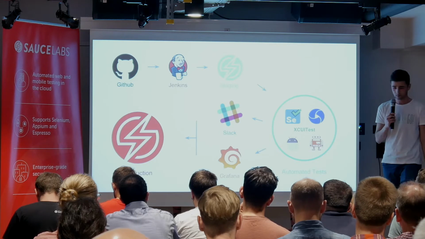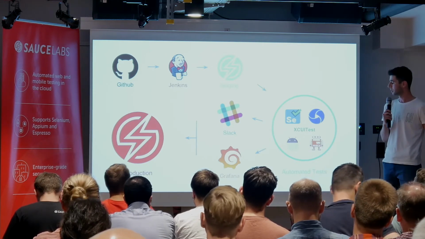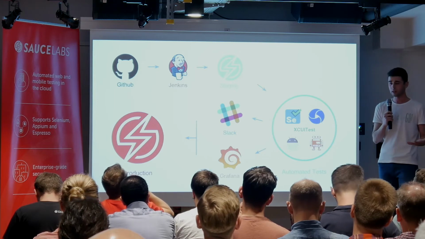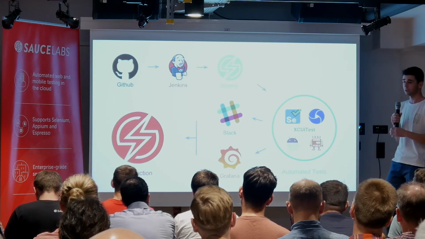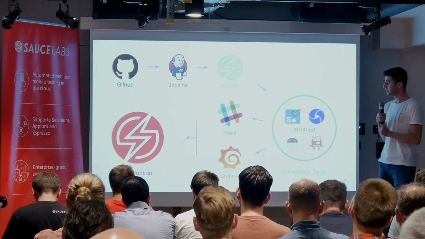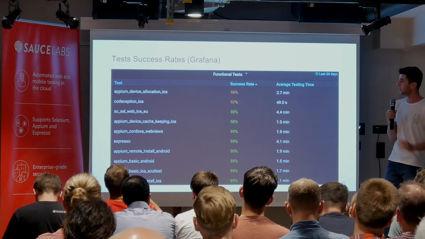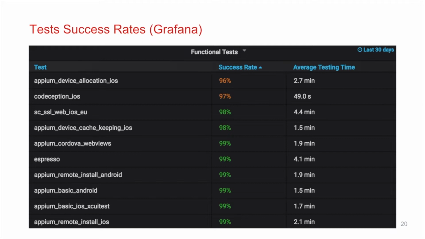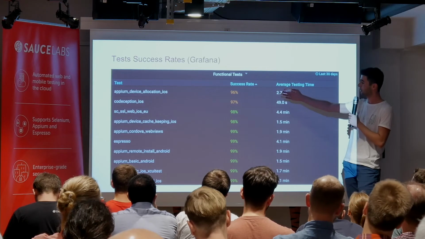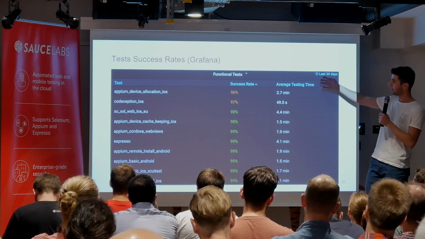But what Grafana is also useful for is that we don't only visualize our test results, we also visualize statistics about our product in general. I will show you some examples here. This one is about our tests. We have some test suites, or some tests actually, and we can see the success rate for them, how many times they succeeded and failed over time, in the last month in this case.